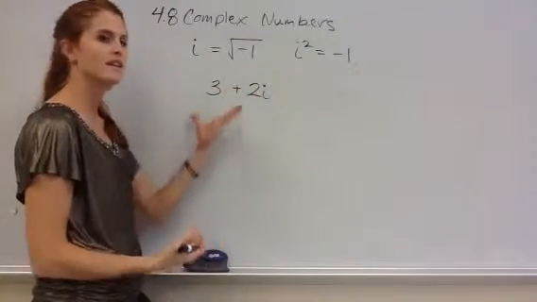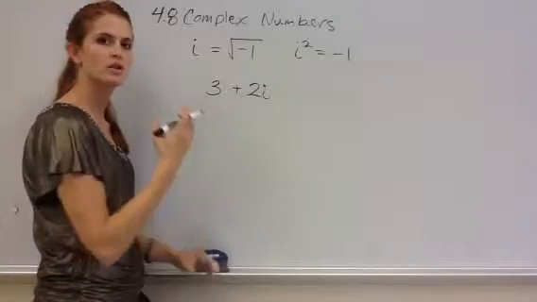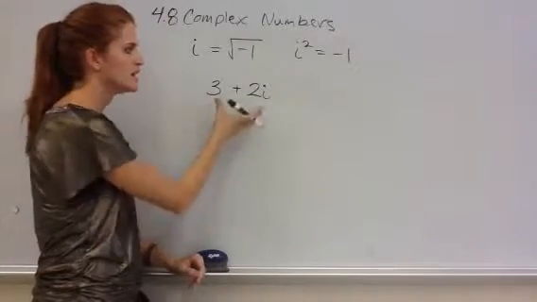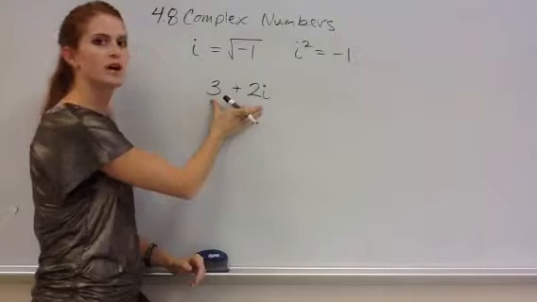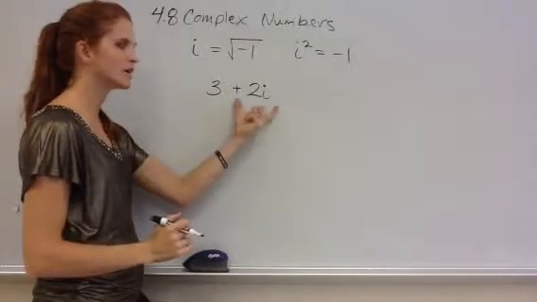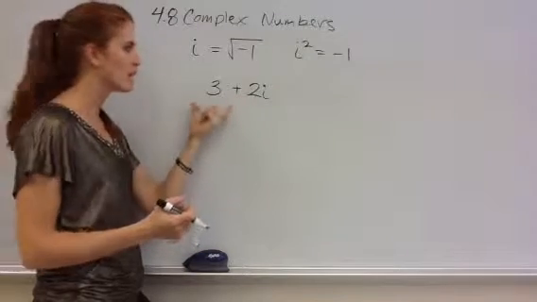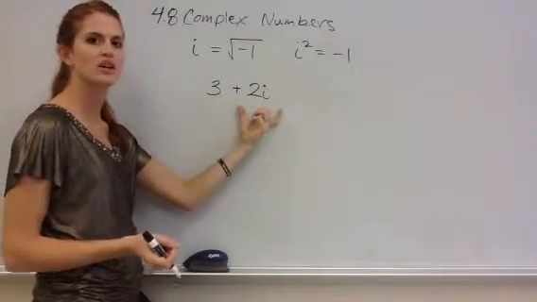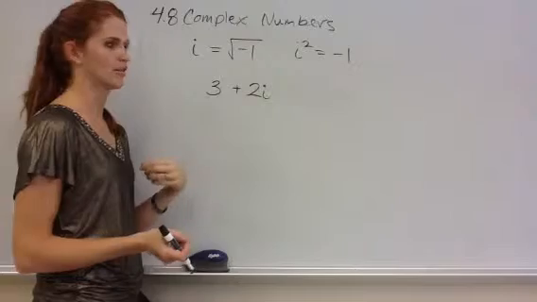Let's do a couple more. When you see this, this is one number. I know it looks like you're adding things, and you are, but this is considered a number. It's 3 plus 2i. Because i, this part, is the imaginary part, you cannot add a real number with an imaginary number. So we don't add these together.